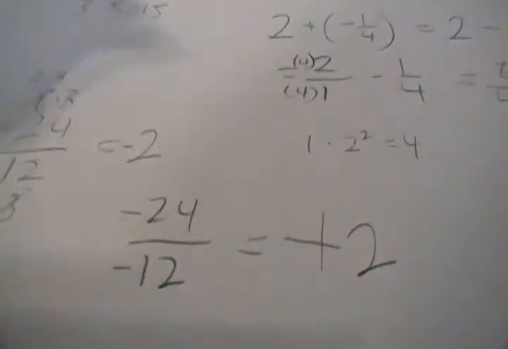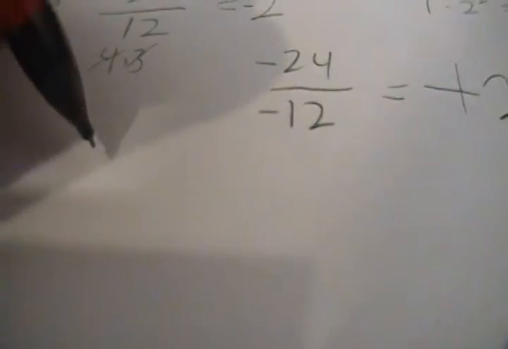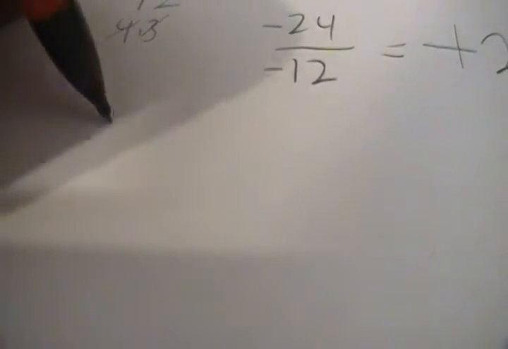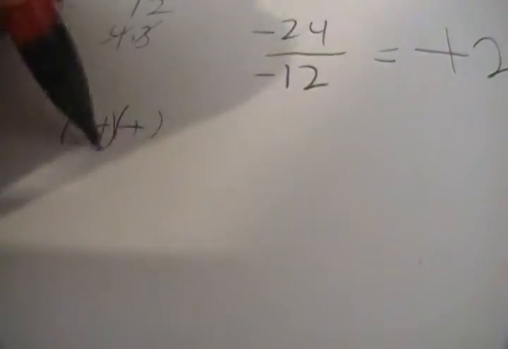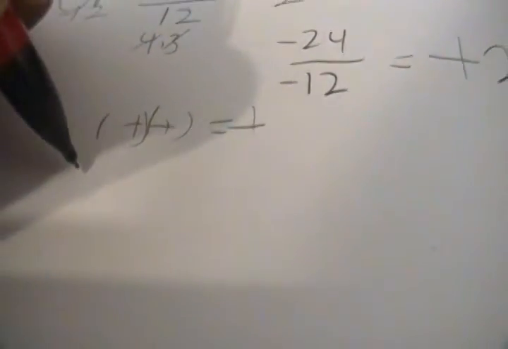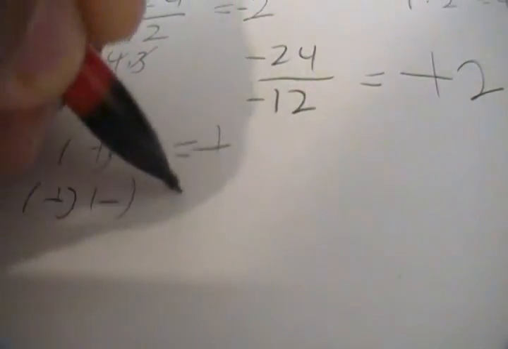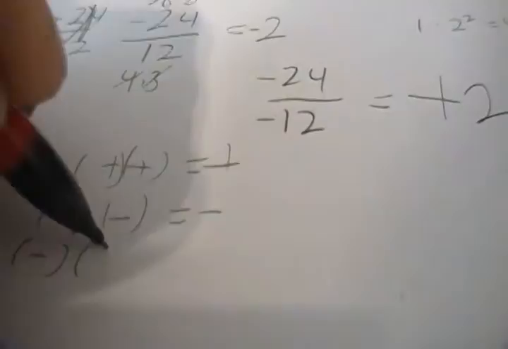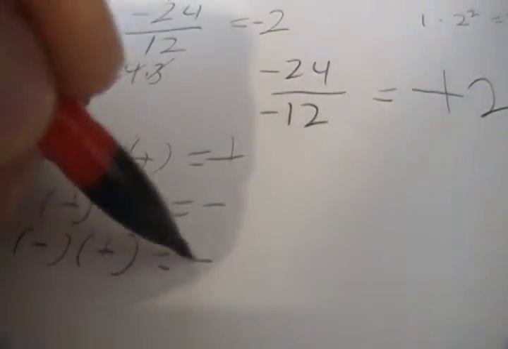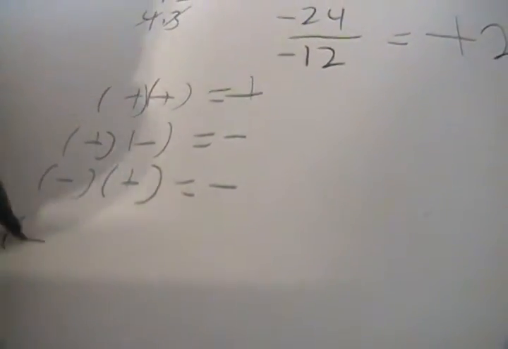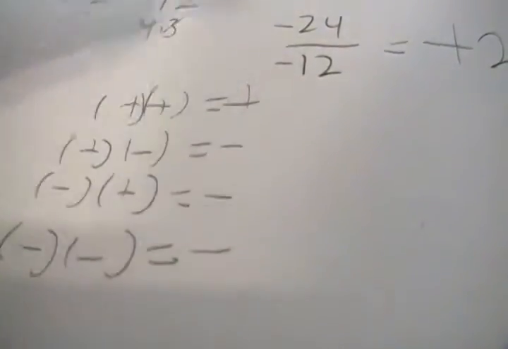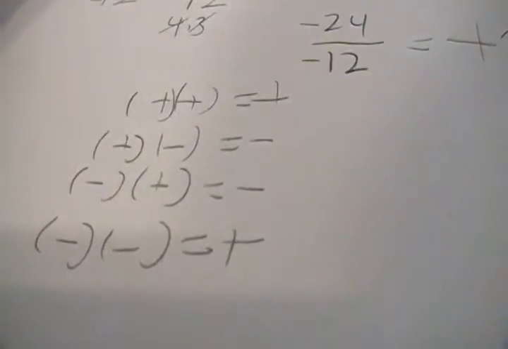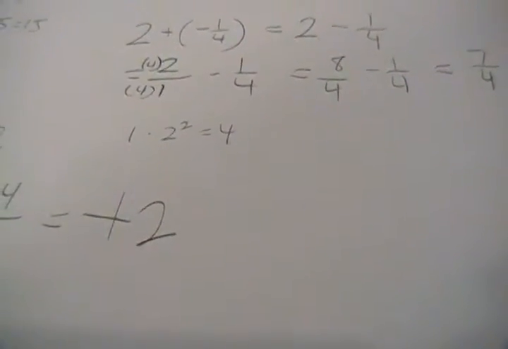Okay, same thing with multiplication. So if you ever multiply positive times a positive, you get positive. Positive times a negative gets you a negative. Negative times positive gets you negative. And then negative times negative equals positive. So let's try one that's kind of involved here, okay?